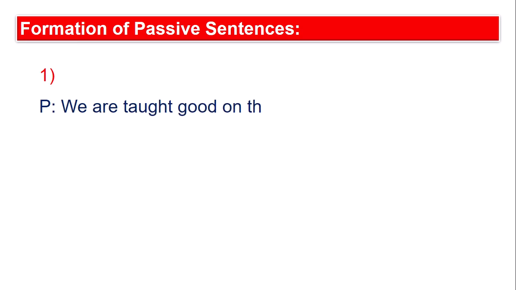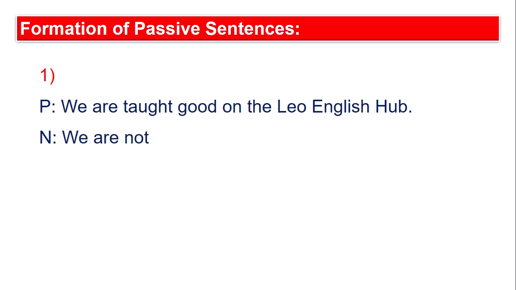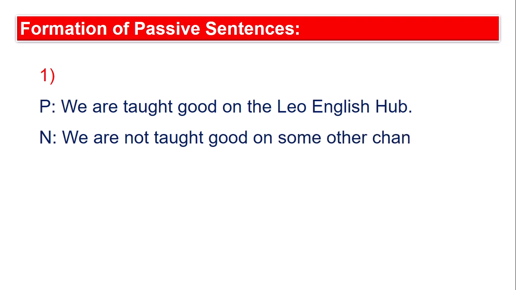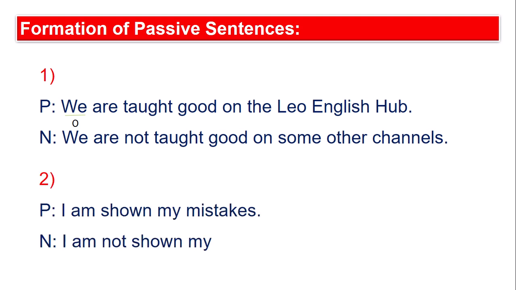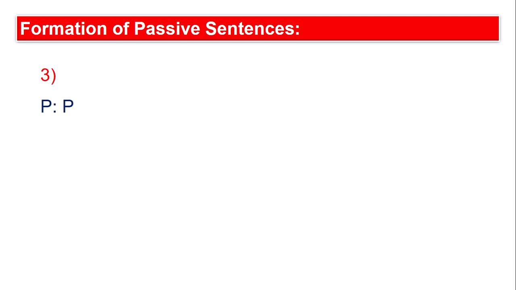So here we have practice sentences of passive, and the first sentence starts with an object, and in this example we is the object. We are taught good on the Leo English Hub, we are not taught good on some other channels. Second example, I am shown. I is the first object and my mistakes is the second object. So let's identify both objects as well. I am shown my mistakes, I am not shown my mistakes. So don't skip our video today.